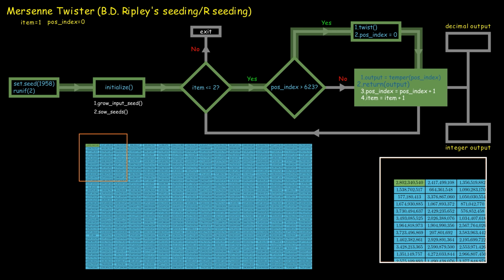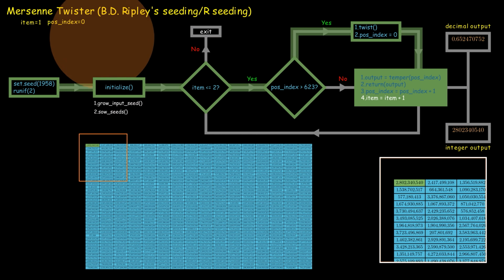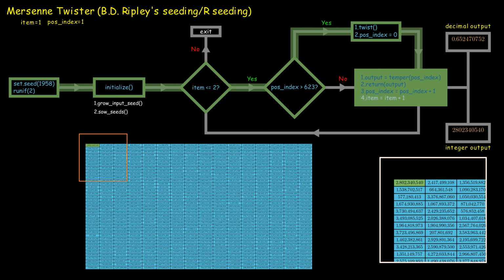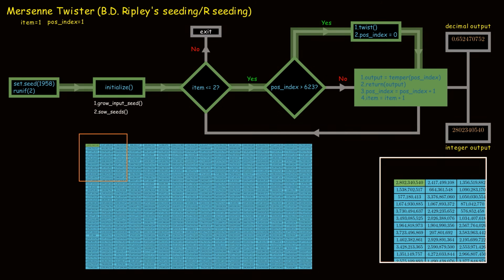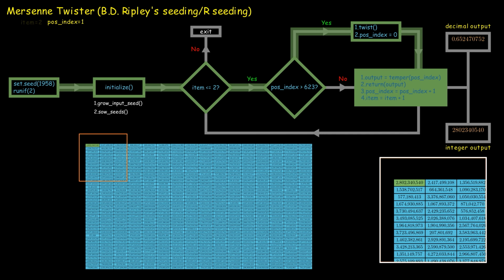Having completed the temper step, we are ready to return the first integer output. And of course, that first integer output is that number that ends in 540. Then we return a corresponding output in the unit interval, increment POS index, and increment item. And we're back on the road.